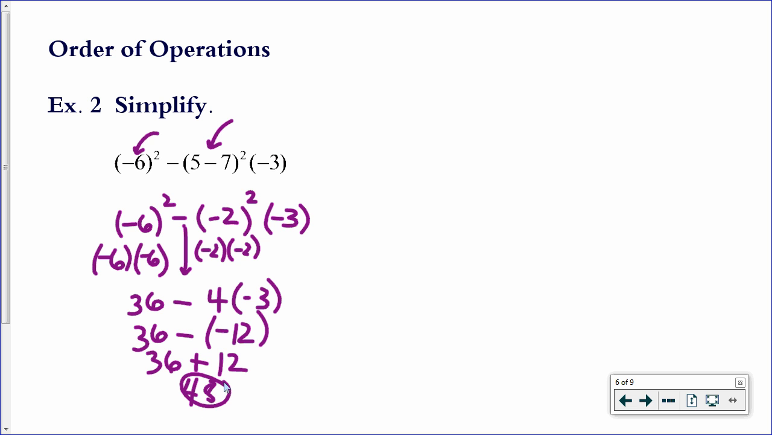Now, sometimes at this step, there's a little confusion. I'm going to rewrite that. 36 minus 4 times -3. Students like to ask, is that 4 negative or positive? Should I be treating that as a negative or positive? And really, you can think about the minus sign that's in front of it as either a subtraction sign or a negative sign. It's just that you can't think of it as both.